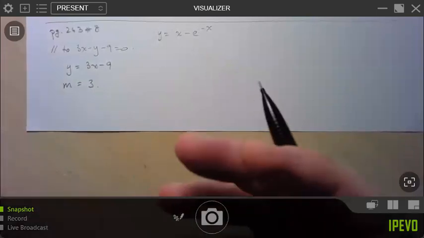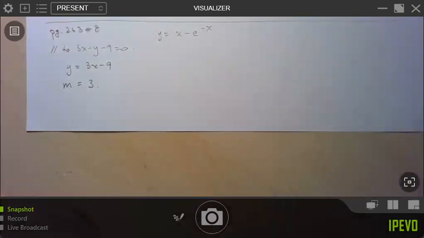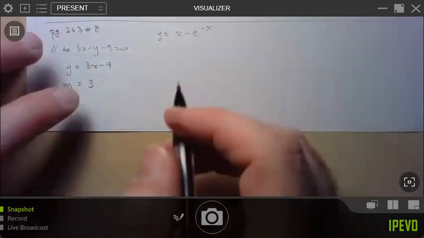So if there's more than one, then I might be finding two equations of tangents. And if there's only one, I'd be finding just one. Okay, so let's start with that. Let's take the derivative.